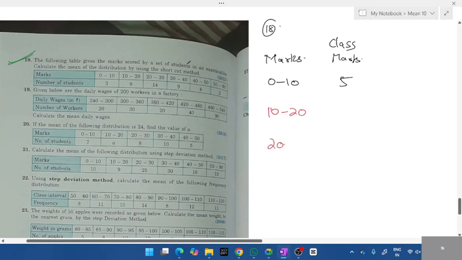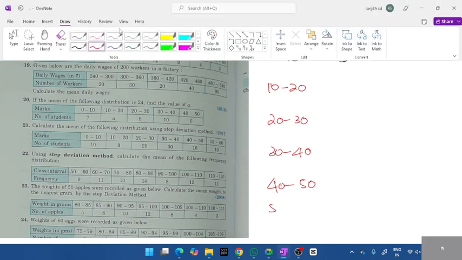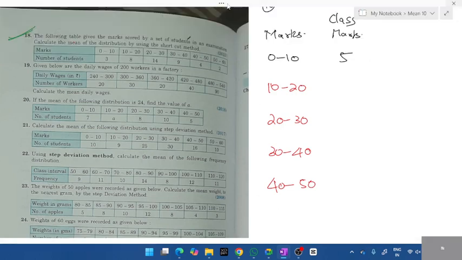Look, let me teach you. 20, 30, 30, 40, 40 and 50, 50 and 60. Yes, you sent 50, 60. When did you send, Mariana?